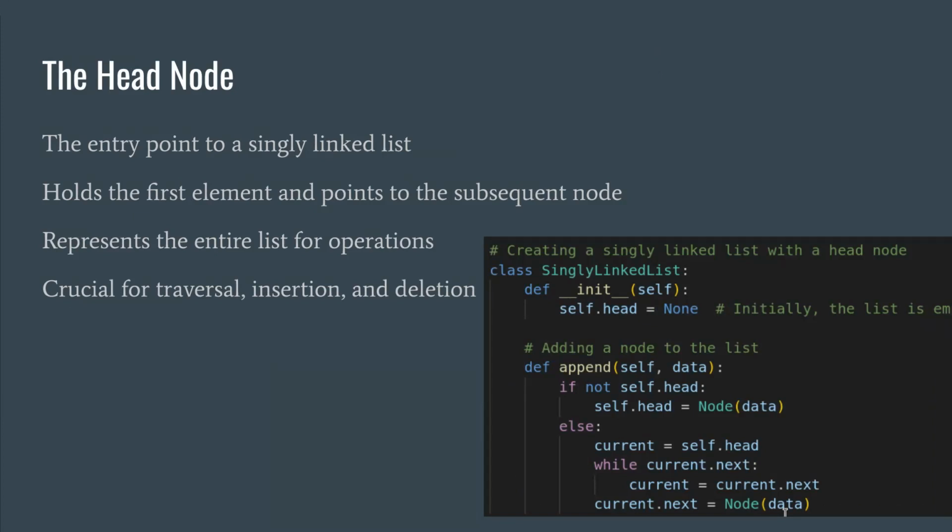So the head node holds the first element's value and a pointer to the next element. So when we talk about the list, we're essentially referring to this head node, and it's the starting point for any operation, whether you're traversing the list, adding new elements, or removing existing ones. So understanding the role of the head node is really important if you want to manipulate singly linked lists effectively.